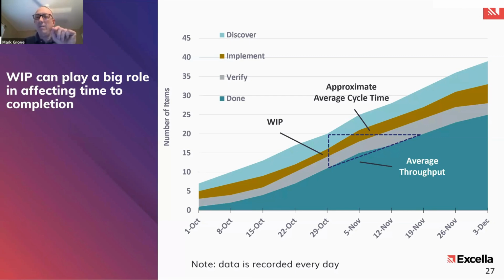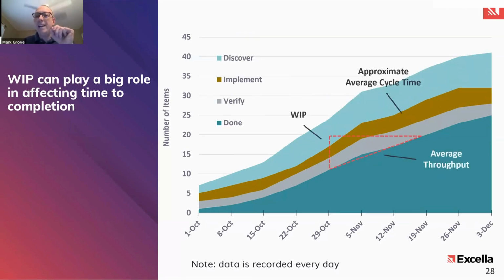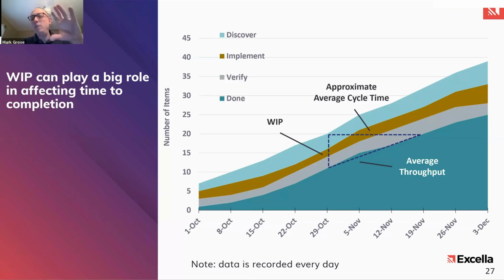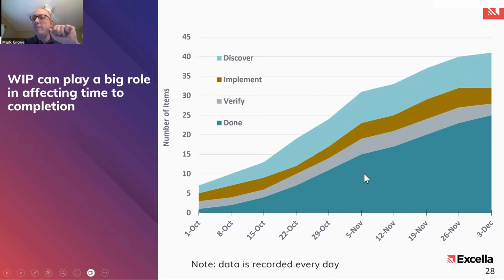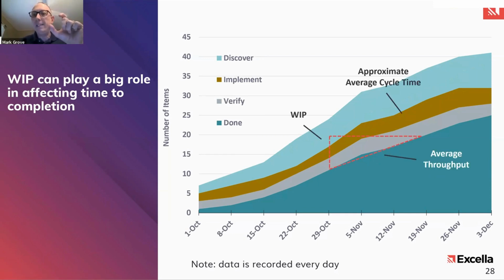Let's just say, for the sake of argument, that we've modified whatever we changed. Let's pretend that the discover band was actually wider, and it would look something like this. I made the discover band wider. Everything else is pretty much the same. Look at the impact that has on cycle time. The fact that we have more items in the system is now pushing out our approximate average cycle time to sometime between November 26th and December 3rd.